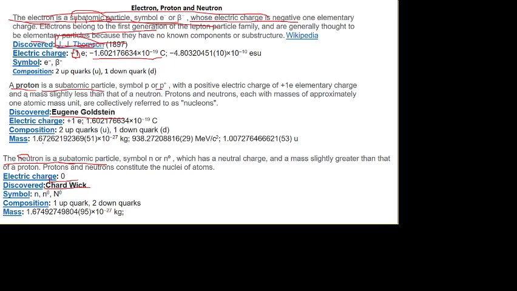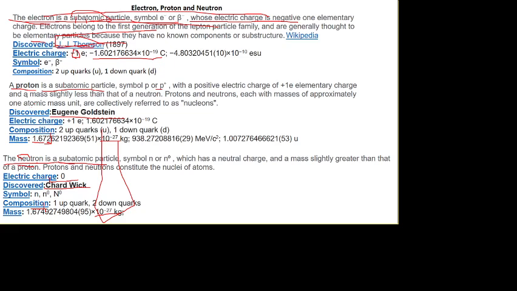Look at the mass of proton. The mass of proton is 1.672 times 10 to the power minus 27 kg, while neutron is 1.674 times 10 to the power minus 27 kg. So this digit is the same. But where the mass is different is this particular 2 and 4 here, that show that neutron is heavier than proton.